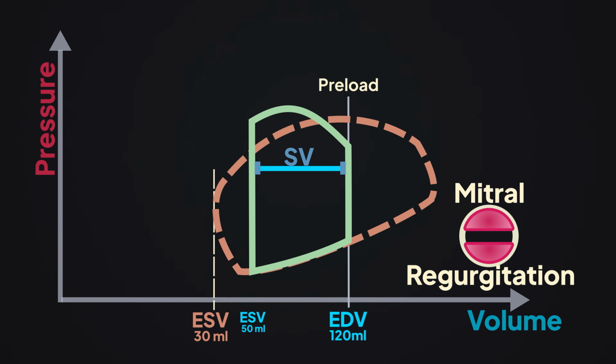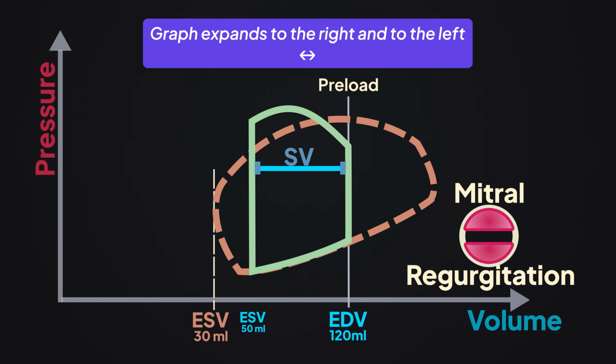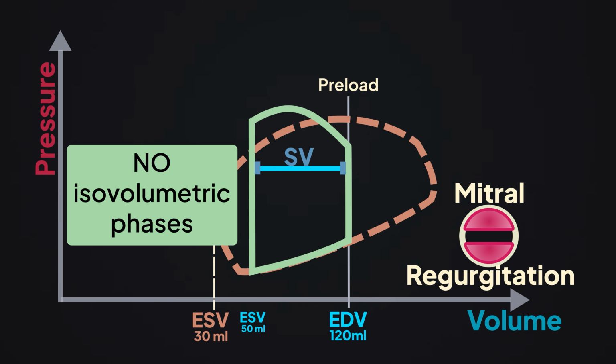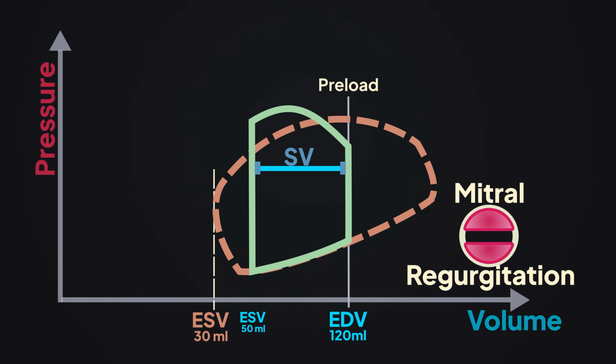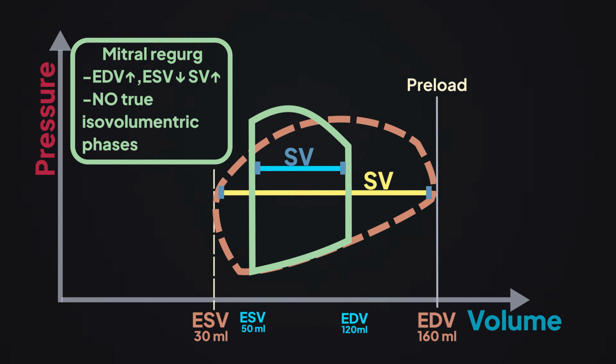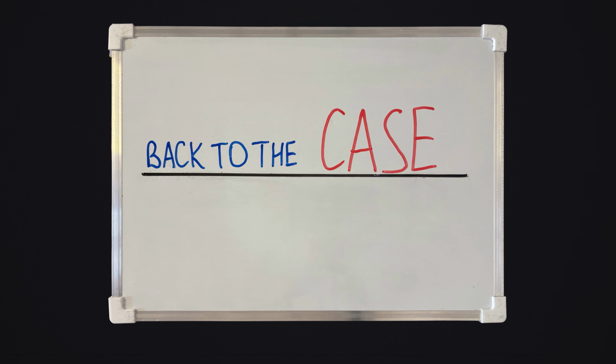Even after the aortic valve closes, the pressure is still higher than in the atrium, so the leak continues. Just like before, there are no vertical lines, no isovolumetric phases. When it's time to fill up again, all that leaked blood comes rushing back from the atrium, so your end diastolic volume increases. But don't be fooled. Even though the graph is wider and stroke volume looks huge, most of that blood is just swinging back and forth. The systemic stroke volume that actually reaches the body decreases, and your afterload slightly drops.